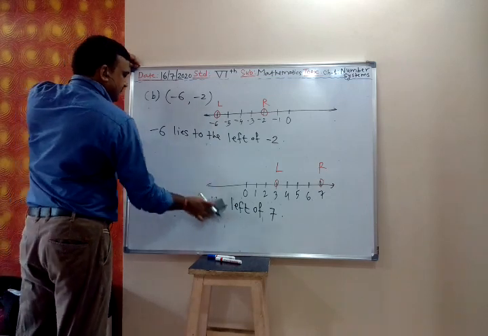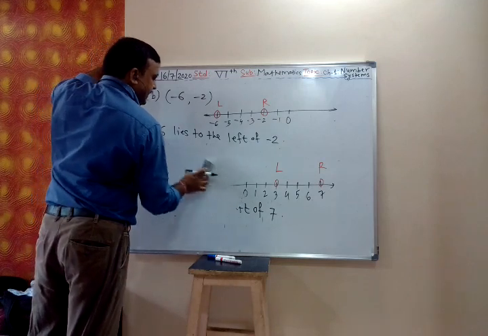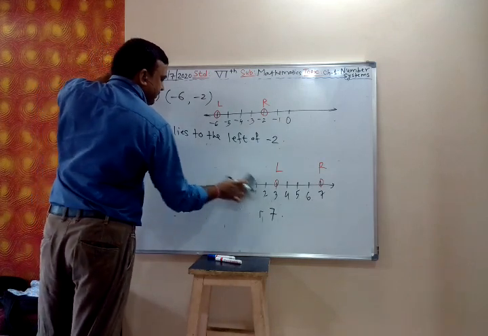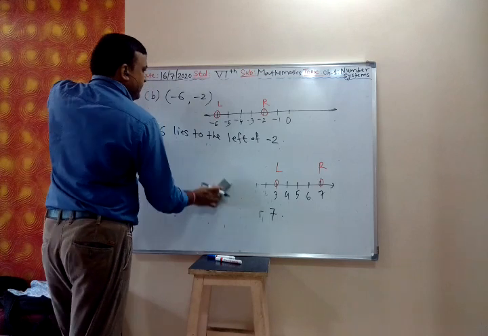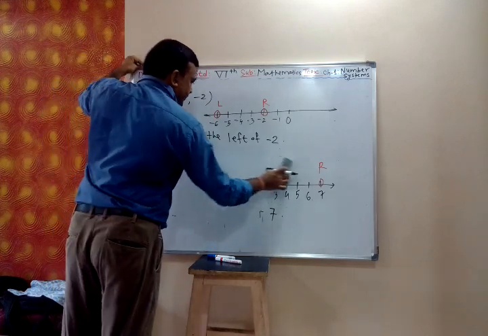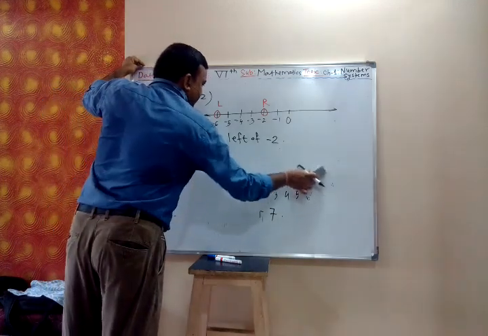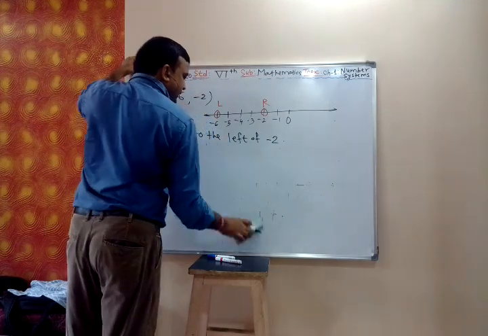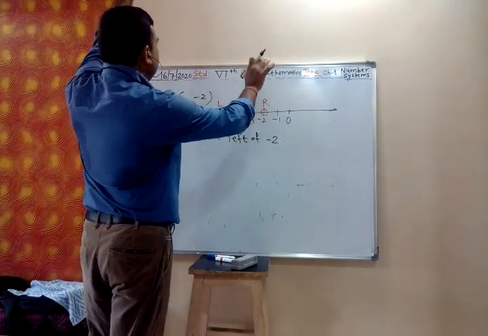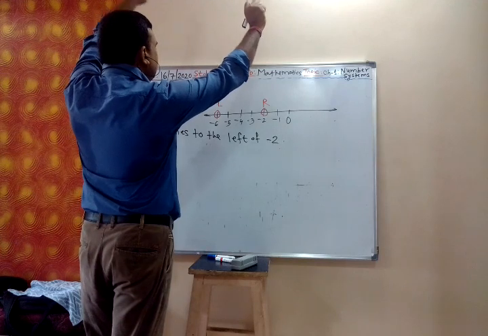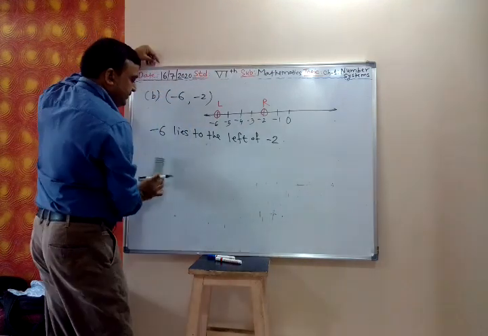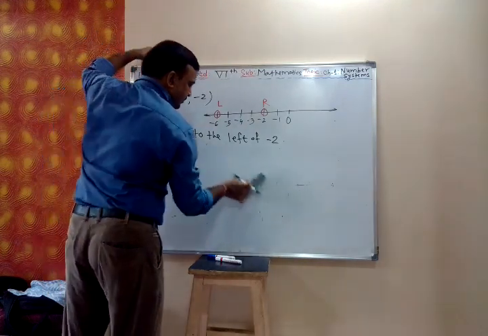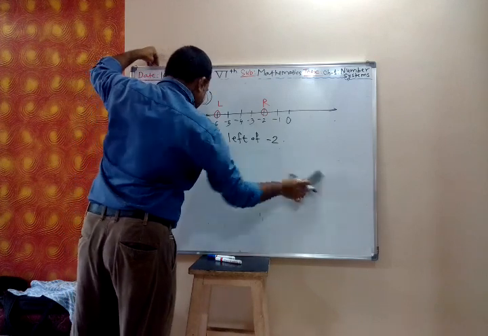Minus 6 and minus 2 are both negative integers. So when we plot them on the number line, we can easily see that this is my left hand and this is my right hand. So minus 6 is on the left.